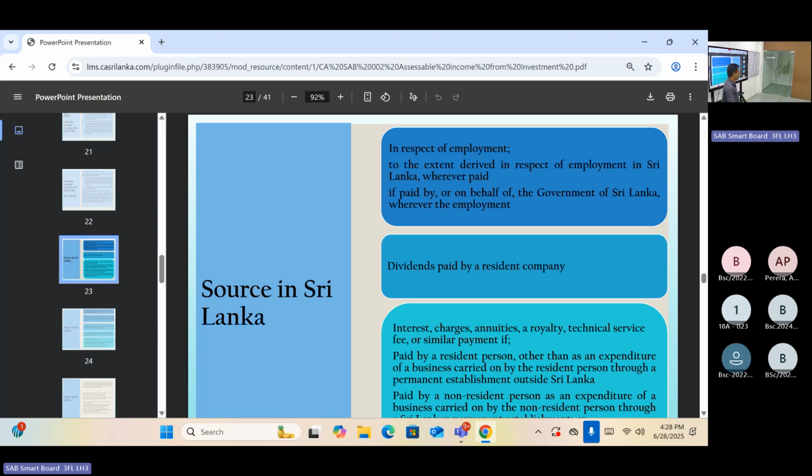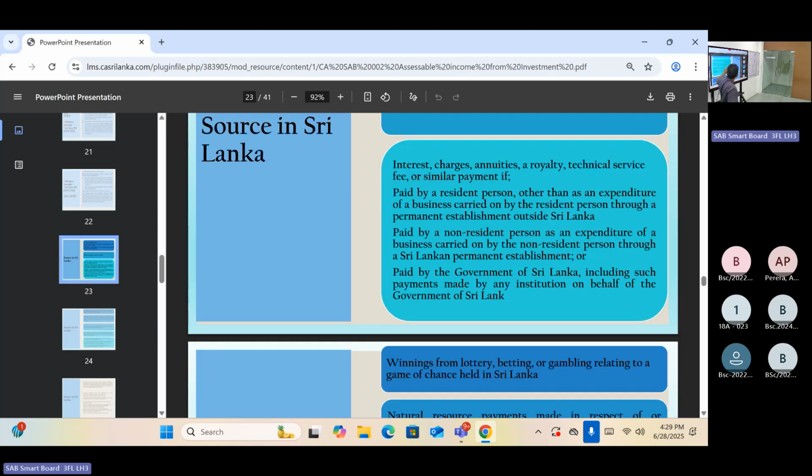That is not material, but if the employment is exercised in Sri Lanka, it shall be considered as a source in Sri Lanka. If the payment is made by the government, it shall be treated as a source in Sri Lanka. Dividend: if the dividend is declared or paid by a resident company, it shall be treated as income generated from Sri Lanka. Interest, charges and annuities: if the payment is made by a resident person, including service fees, it shall be treated as a source in Sri Lanka unless it is part of a payment connected to a business outside Sri Lanka.